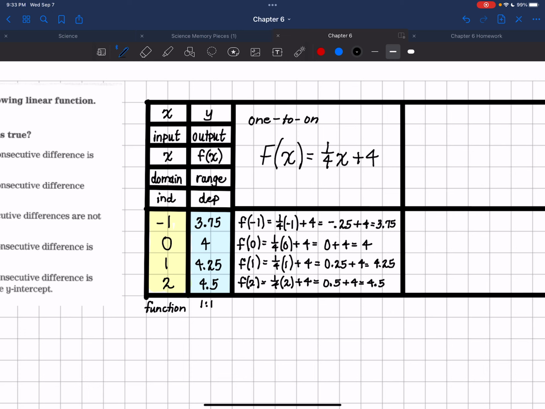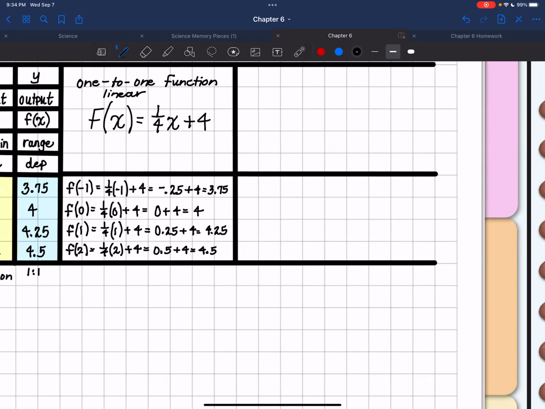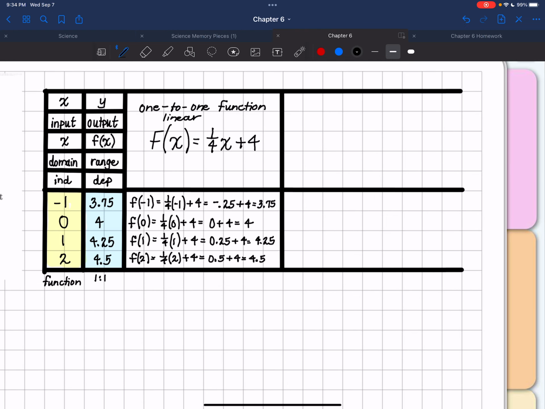I can also tell you that this is linear because the x is to the power of 1, and it's therefore linear. And that really would help us solve, or at least eliminate, some of our answers. But let me go ahead and do the math, and then we'll worry about the answers. So we are ready to start calculating our consecutive differences. So I'm going to make a space to do that right here.